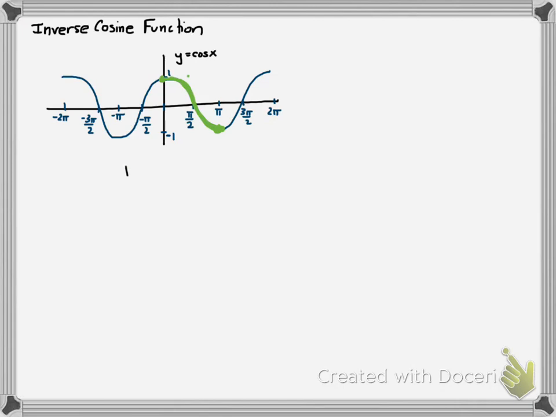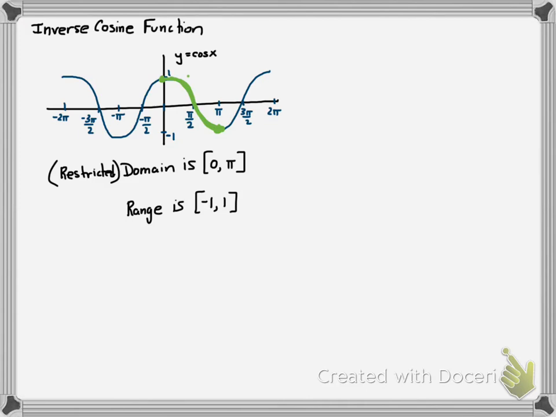So our domain, or I should say our restricted domain, is x values from 0 to pi, and our range, well, the range still is all the y values because we have y values up to y equals 1 and y values down to y equals -1. So our range is -1 to +1.